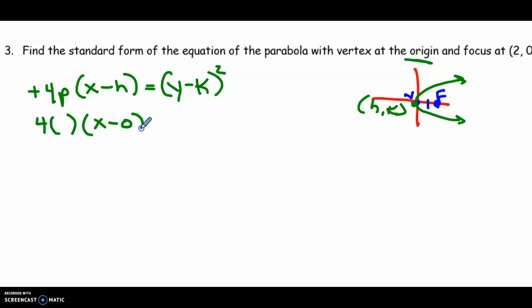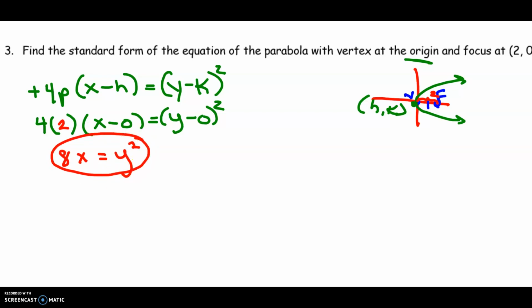X, I like the origin. You're just plugging in 0 for the vertex. And then the p-value, we said, and we should feel comfortable with that now, is the distance between the vertex and the focus. Well, how many units to the right did it go? It just went 2 units. So my p-value is 2. So cleaning it all up, I get 8x is equal to y squared. And that's my equation.